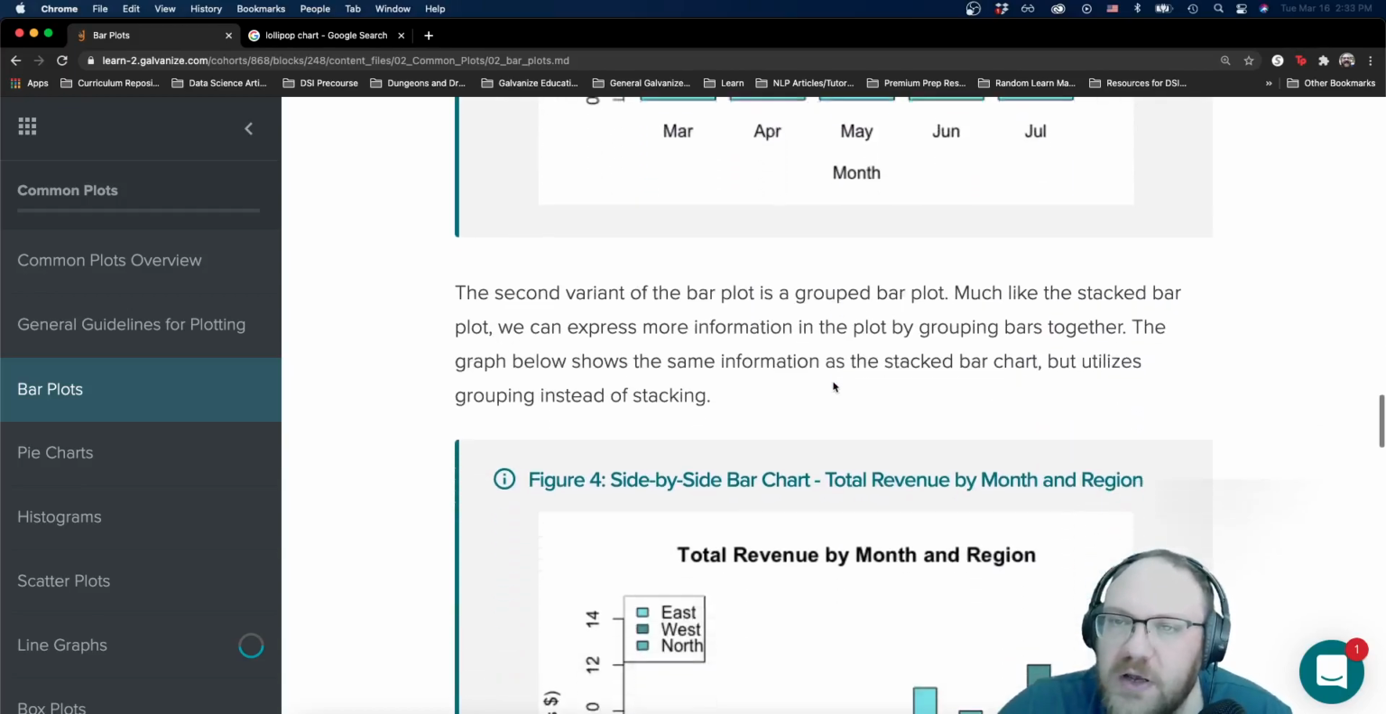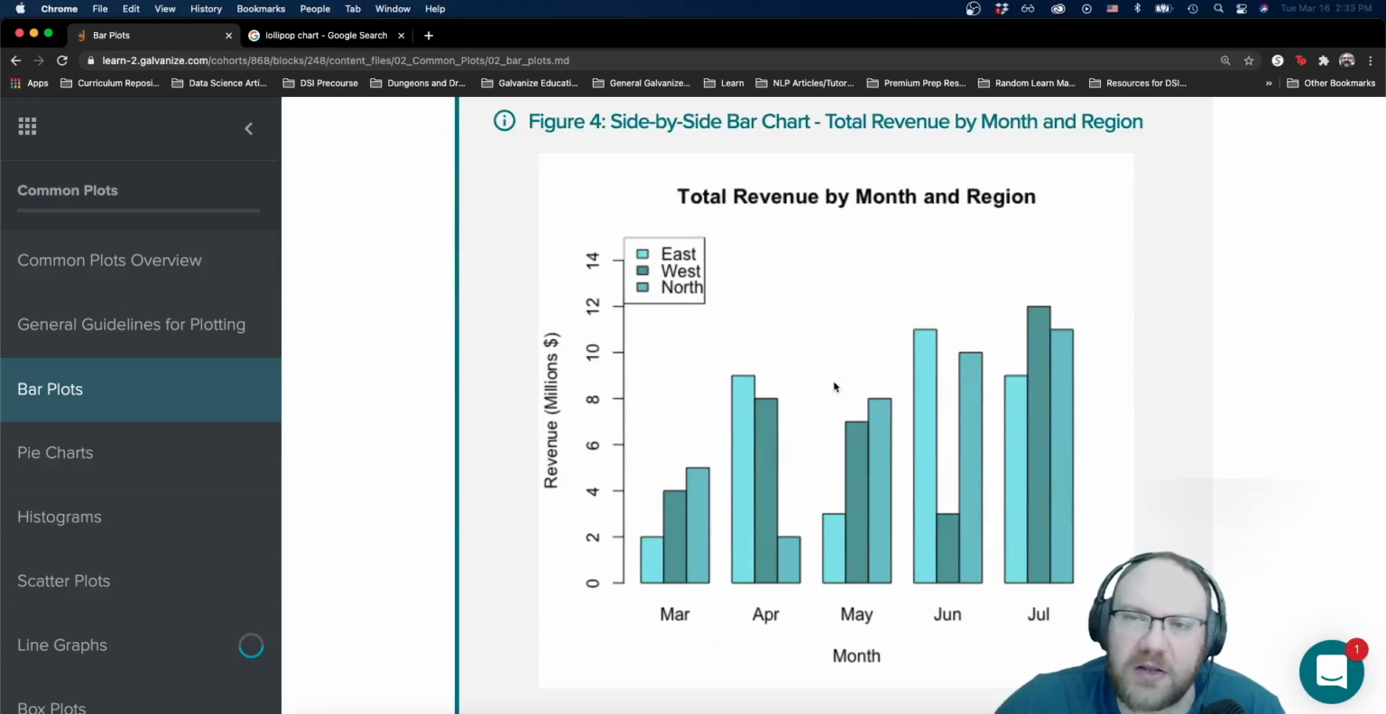And then the second and the last bar chart variant that we're going to talk about is a side-by-side bar chart. Again, this is largely doing what the last bar chart does. It expresses the exact same information. It just does so a little bit differently, right? As we mentioned, we had that east with 2 million, that west with 4 million, and that north with 5 million. We got that same information out of the last plot, just displayed a little differently. There are pros and cons to this.